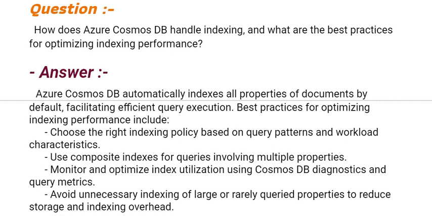and workload characteristics. The second one is, use composite indexes for queries involving multiple properties. The third one is, monitor and optimize index utilization using Cosmos DB diagnostics and query metrics. And the fourth one is, avoid unnecessary indexing of large or rarely queried properties to reduce storage and indexing overhead.